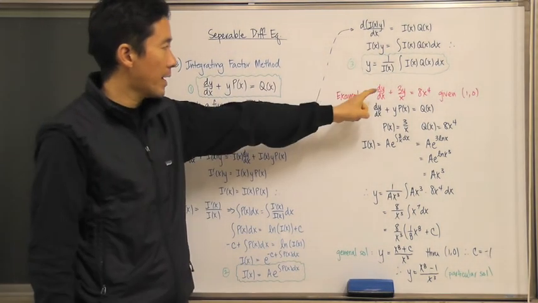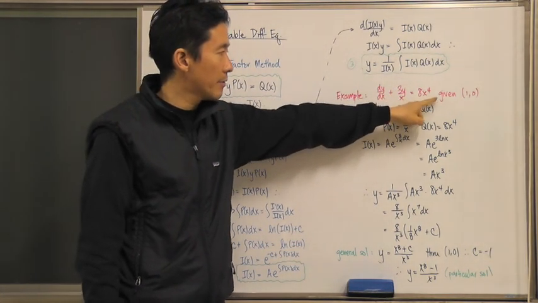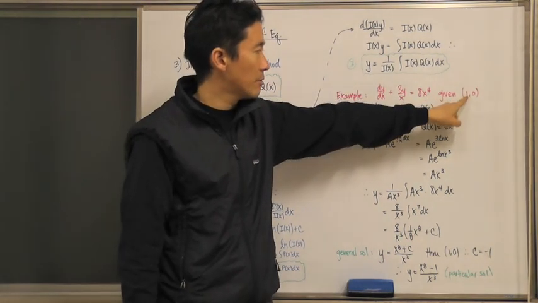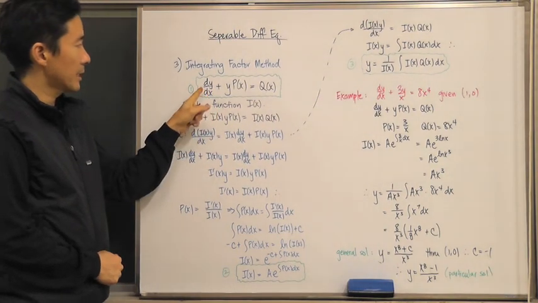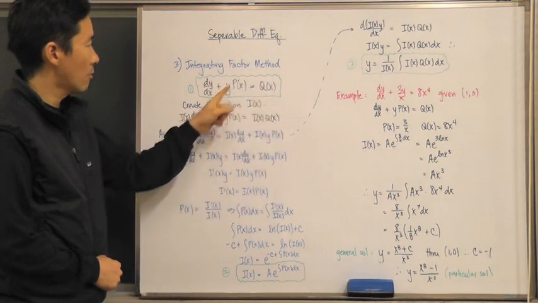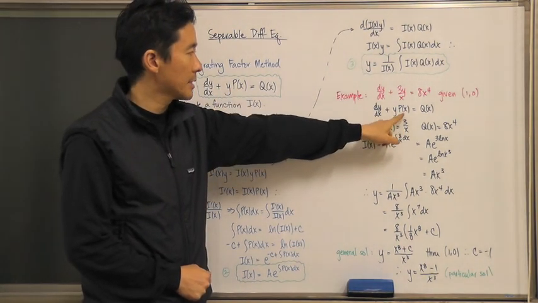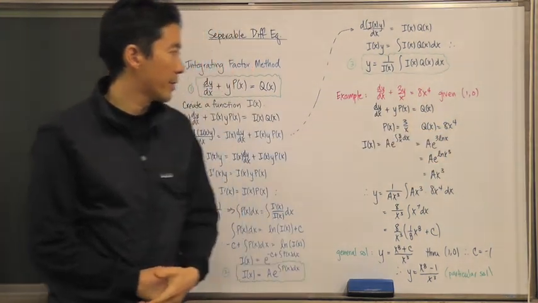For example, if I have dy/dx plus 3y over x is equal to 8x to the fourth, and let's say that I'm given that the solution is going to go through (1, 0). Now, take a look. That's exactly this form here. I have the dy/dx, I have the y, p of x in this case is going to be 3 over x, and q of x is going to be equal to 8x to the fourth.